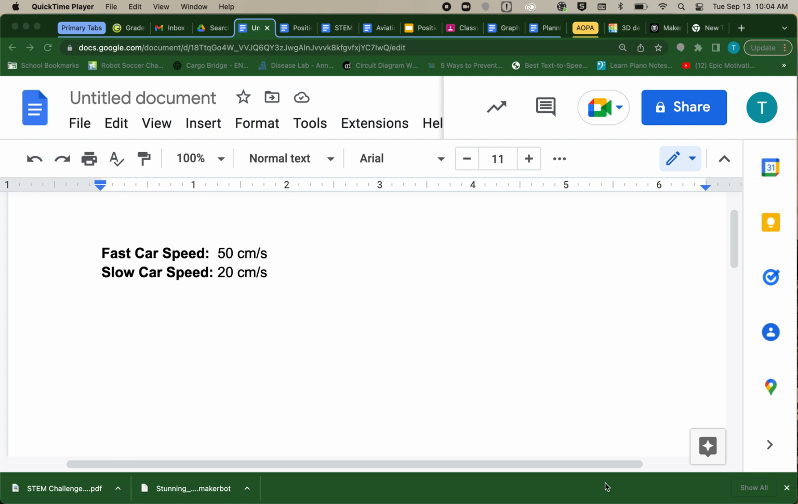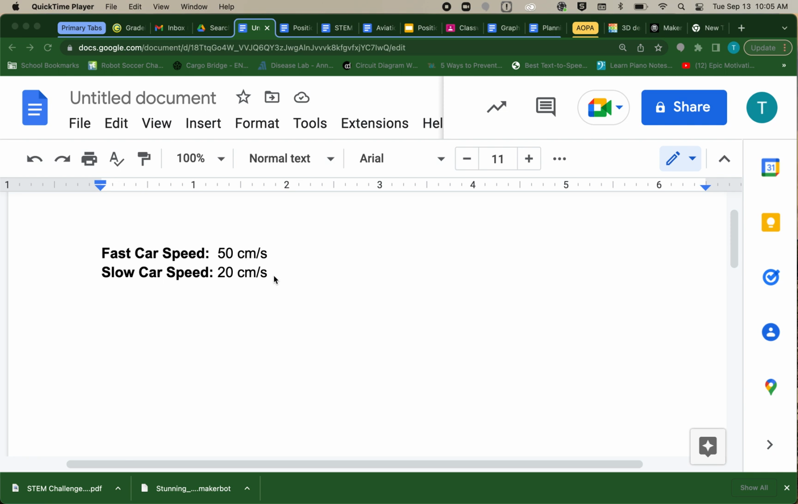To analyze two objects graphically, we have to make the connection that the slopes of their respective lines must be the speed of these objects. So in my example, I'm going to assume that one of my cars, the fast one, moves at 50 centimeters per second and the slow one moves at 20 centimeters per second.